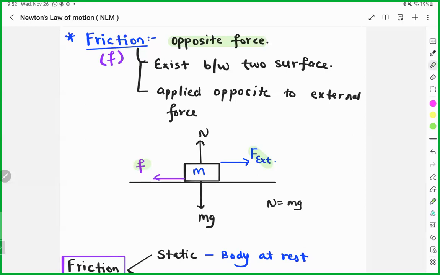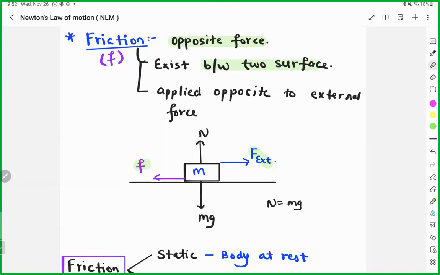Second, friction exists between two surfaces. It means if you have single surface in air, there will be no friction. Right? There will be no friction. Air resistance could be there, but friction exists between the two surfaces. Friction apply always opposite to the external force. We already discussed this. And friction act parallel to the surface.